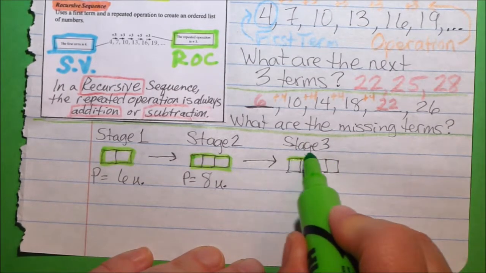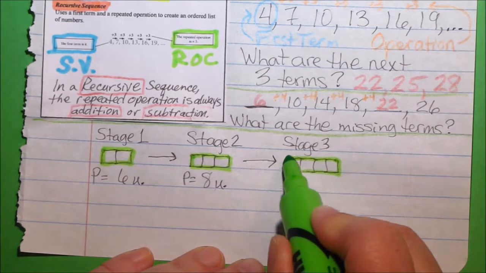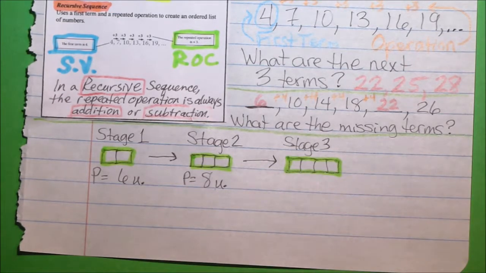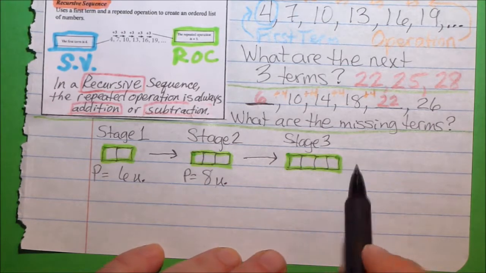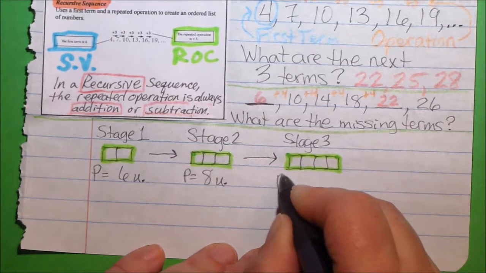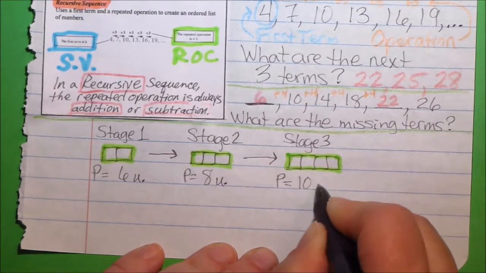And what is the perimeter of this pattern at stage 3? Well, I got 4 and 4, that's 8, plus 1 plus 2, that's 10. So perimeter equals 10 units.